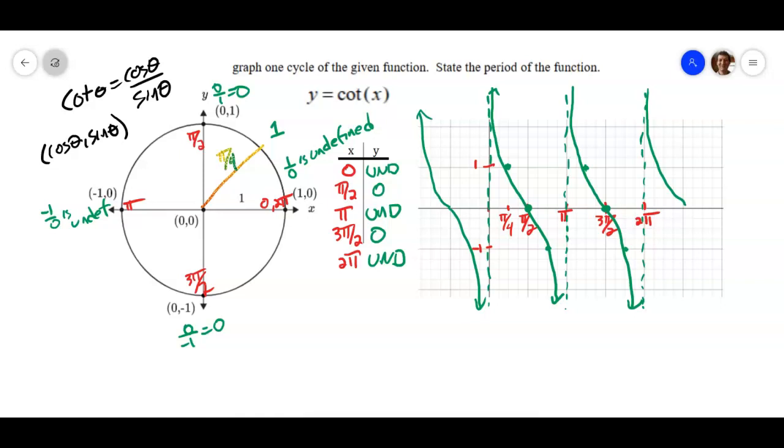We can see from asymptote to asymptote, the period is pi, which is the normal period for cotangent and its reciprocal tangent. Sine, cosine, and the reciprocals cosecant and secant are all normal period 2 pi, but tangent and cotangent are period pi. I hope this helps.